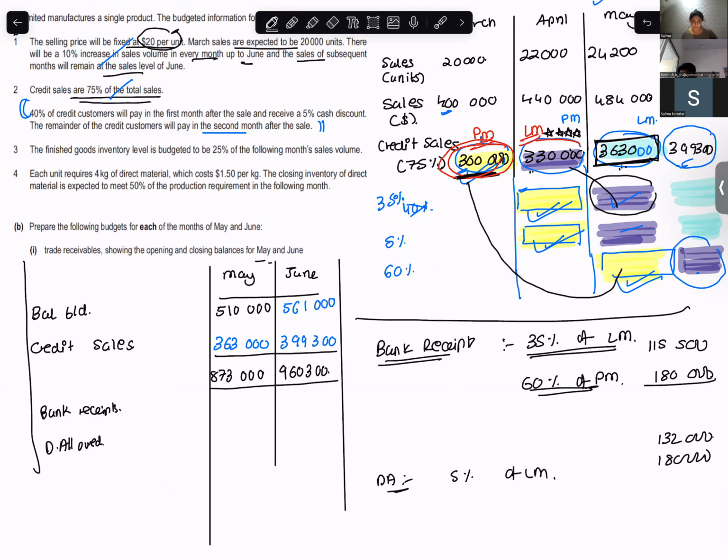So your bank receipts is how much? You're going to receive 40% of the last month, and from that you will give a discount of 5%. So what is the 40%? 330,000 into 40% is 132,000. But you will not receive this entire 132,000. You are going to give a 5% discount of this 132,000. So 132,000 into 5% discount, that 5% discount is 6,600. So what you receive is 132,000 minus 6,600, which becomes 125,400.